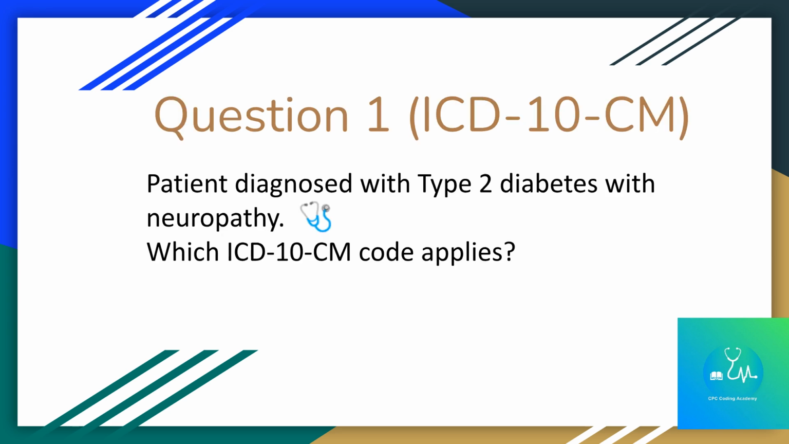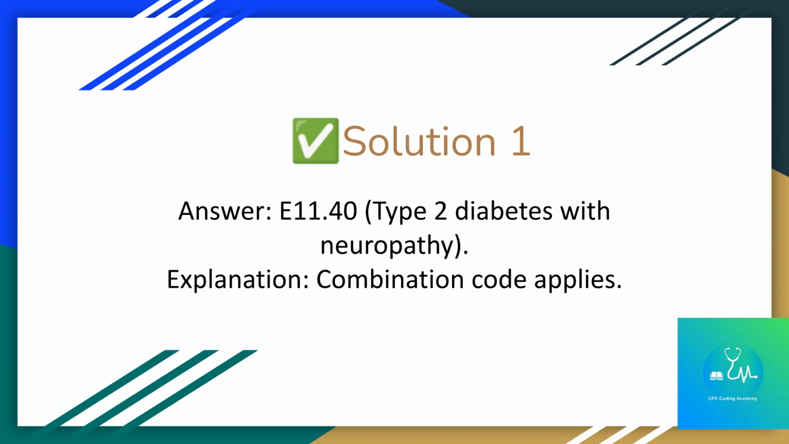Question 1 focuses on ICD-10-CM coding. A patient is diagnosed with type 2 diabetes with neuropathy. Which ICD-10-CM code applies? The correct answer is E11.40 for type 2 diabetes with neuropathy. This is an example where a combination code applies.